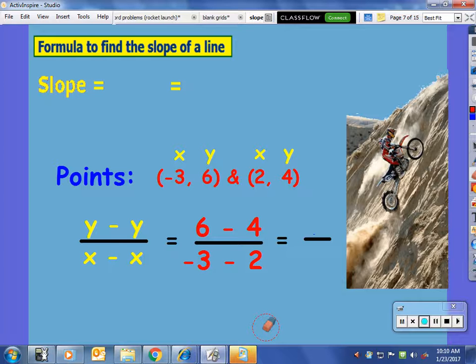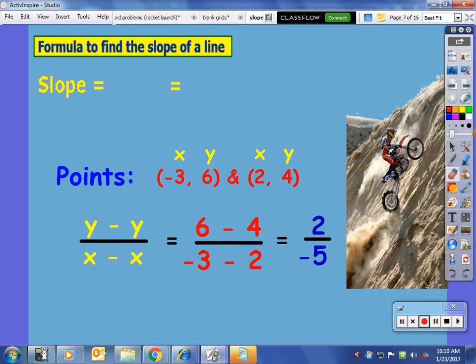Okay, so what is 6 minus 4? 2. And what's negative 3 minus 2? Now, this has a negative slope. How do I know it's negative? Yeah, because there's a negative sign only in one place. If I had had negative signs in both places, what would happen then? That would mean it's really positive.